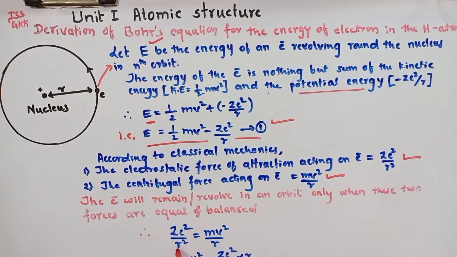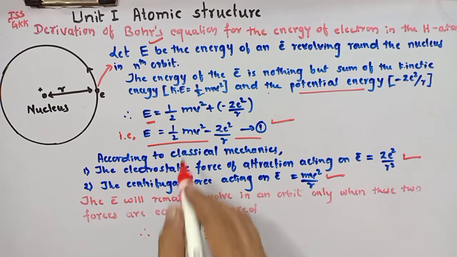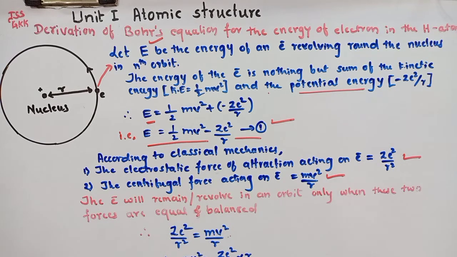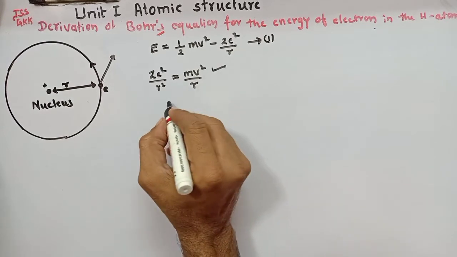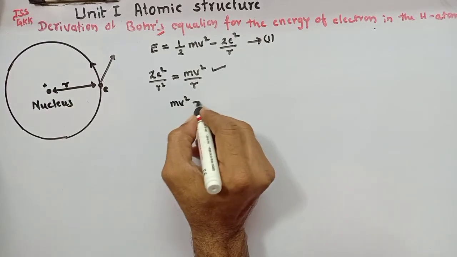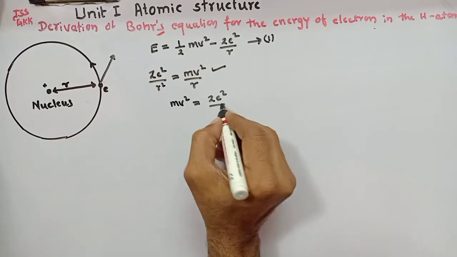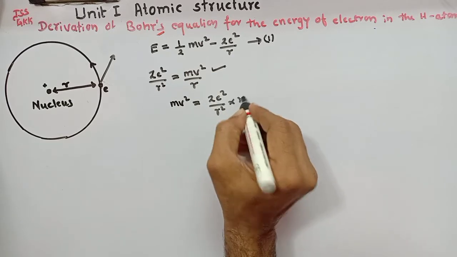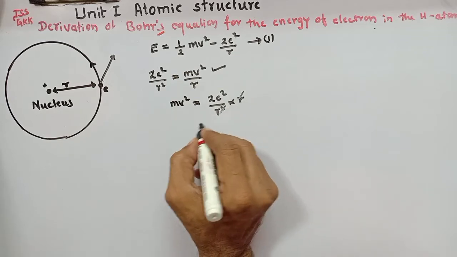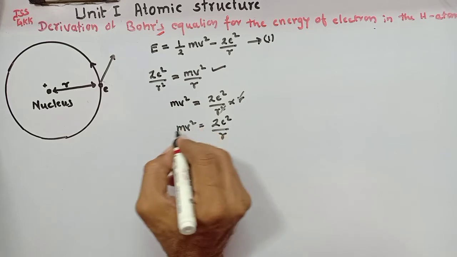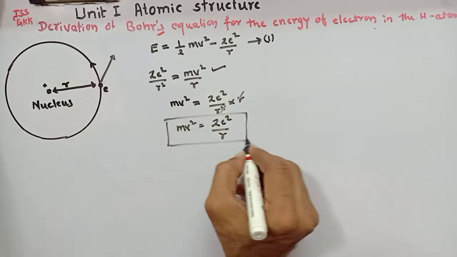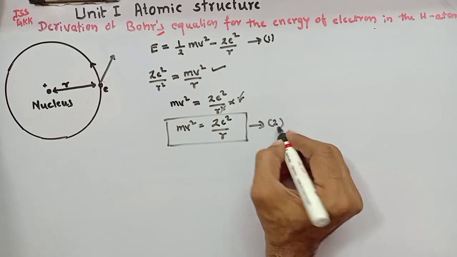That means, Ze square divided by r square is equal to mv square divided by r. Now, from this relation, let us find the value of mv square. That means, mv square is equal to Ze square divided by r square into r. This r will cancel with that one. That means, mv square is equal to Ze square divided by r. Call this equation 2.